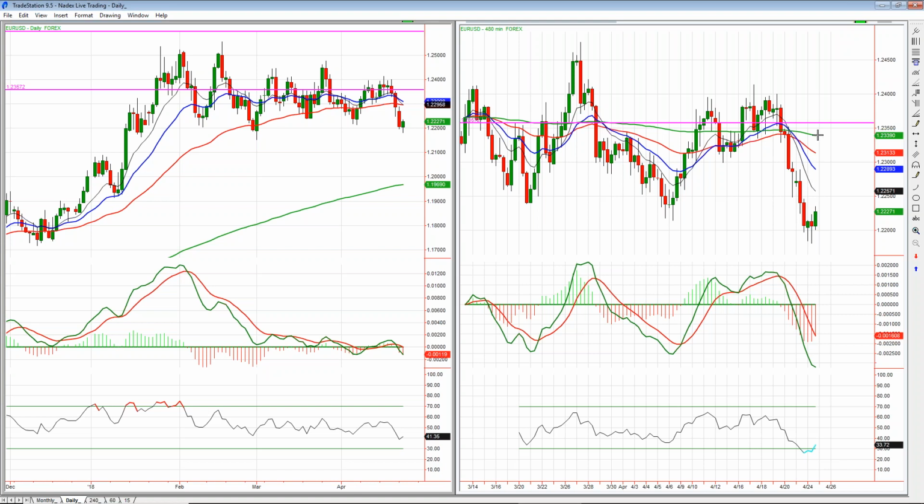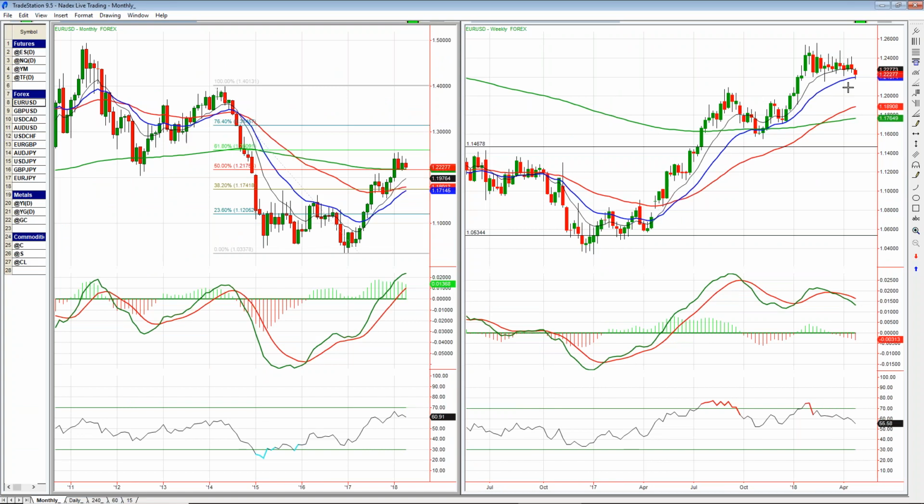So whenever we have these in alignment, the 200, the 50, the 20, and the 10, and then we have lower highs and lower lows going in the same direction, then that identifies a solid downtrend. When we have all of these going up, like you see here, the 200, the 50, the 20, and the 10 going up, we have higher highs, higher lows.